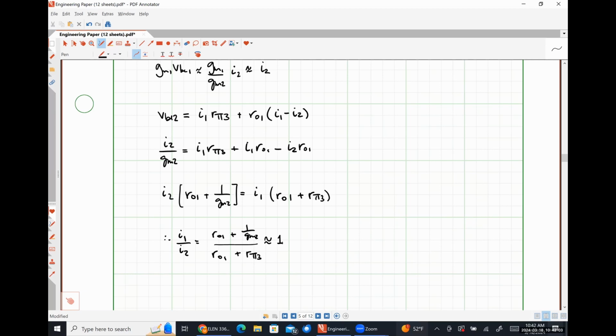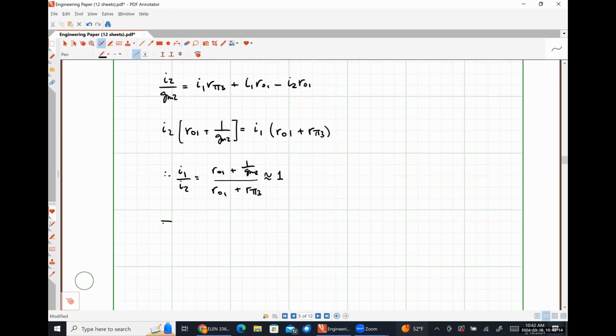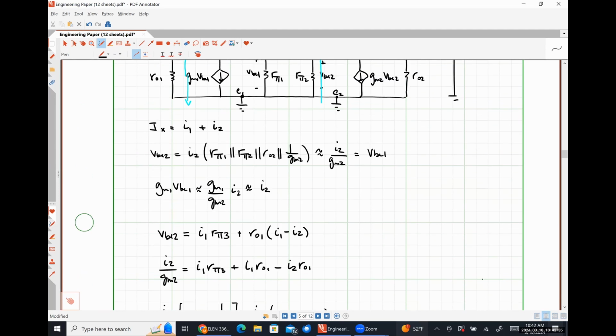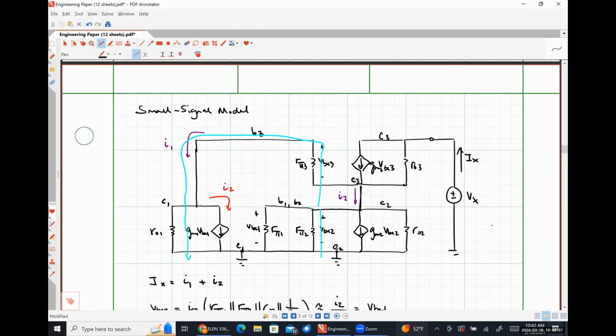All right, so if I1 and I2 are approximately equal to each other, then that means that I1 equals I2, and each is just half of our test current, IX. So IX splits evenly between both paths. And so now we can find our output resistance by applying Kirchhoff's voltage law around this loop.